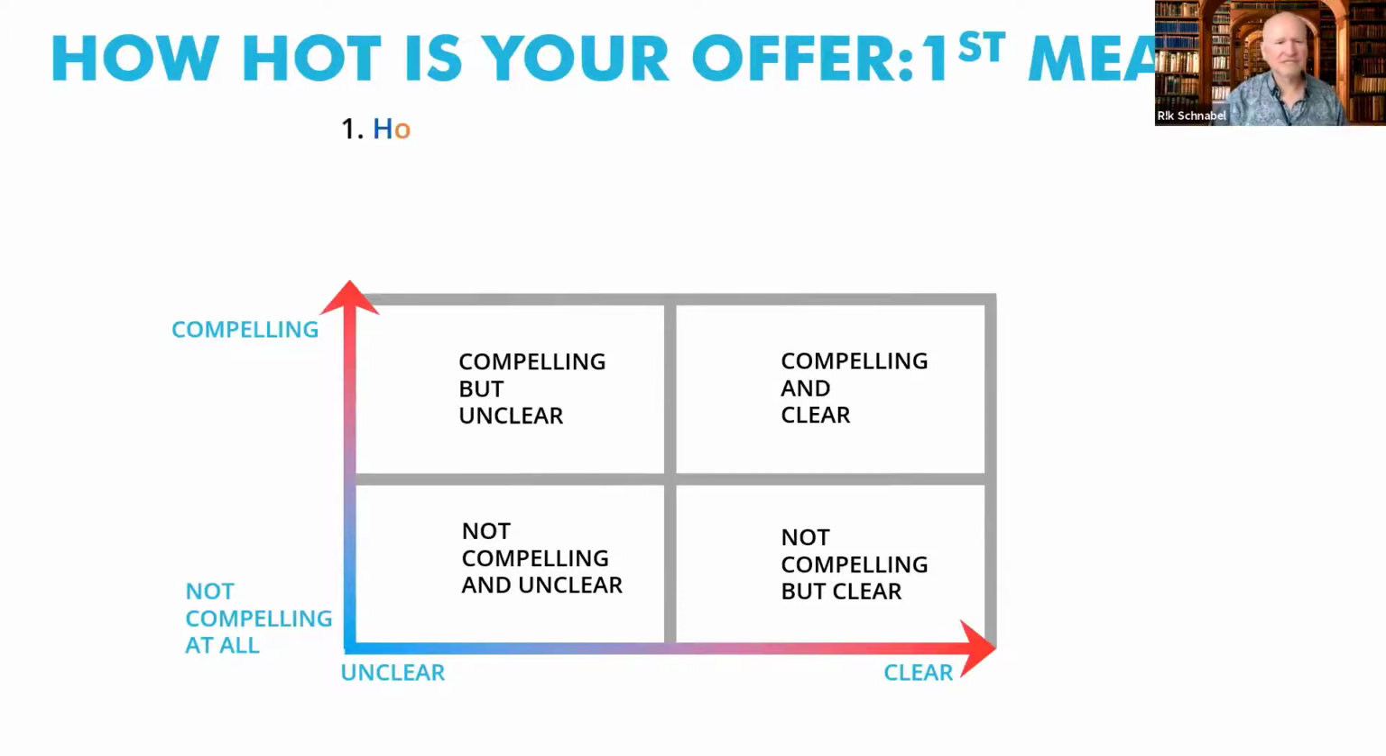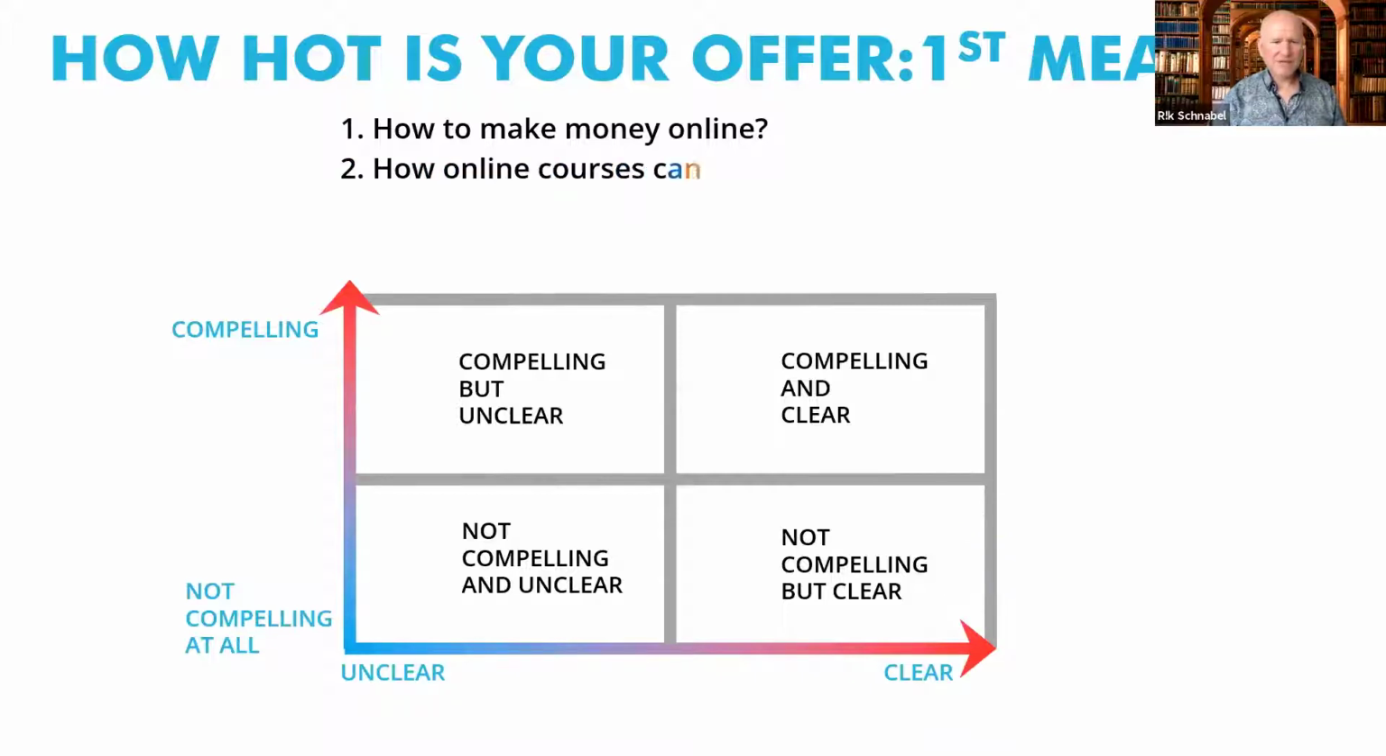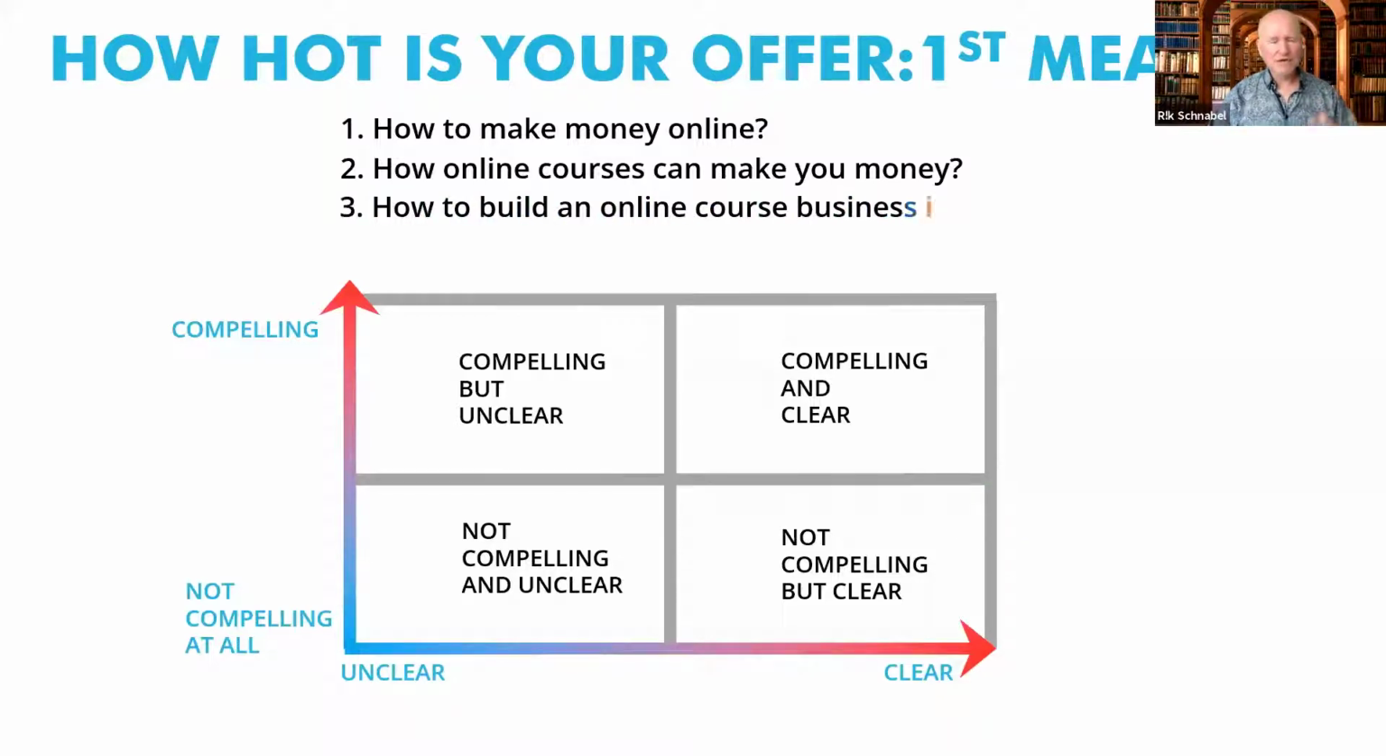Let me give you some examples on this. So first of all, we thought, okay, let's just teach a course that says how to make money online. Now, in truth, it wasn't really compelling. Although it was clear to some degree, it wasn't really compelling. Then we went, how online courses can make you money. That was a little bit more compelling, but again, we could do better than that.